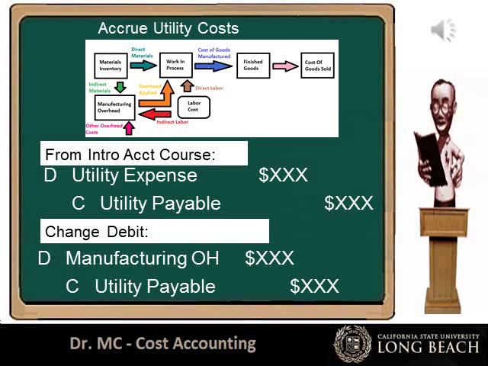Where do utility costs go? Because utility costs are not direct costs, they go indirectly into work in process, after first going into manufacturing overhead, as is indicated by the magenta arrow. Thus, we debit manufacturing overhead.